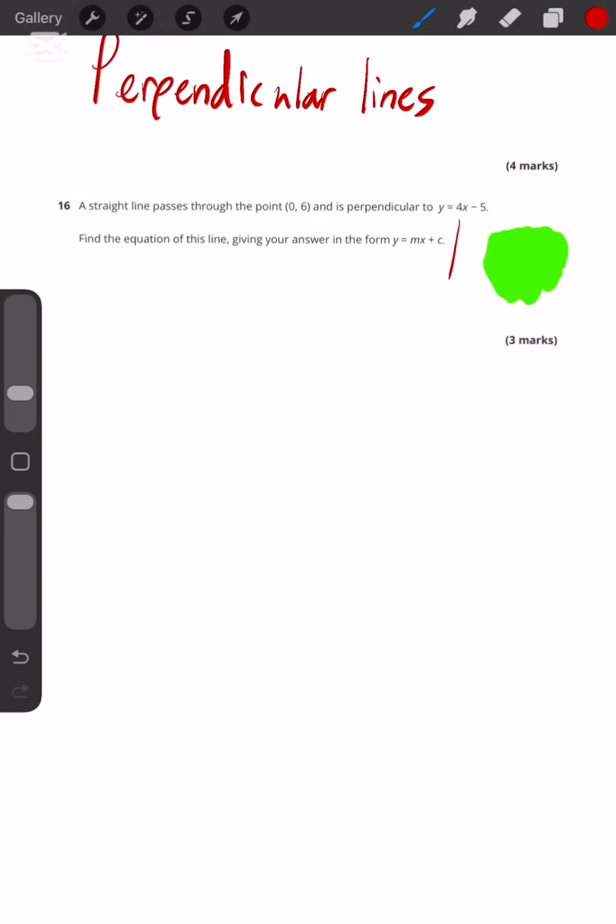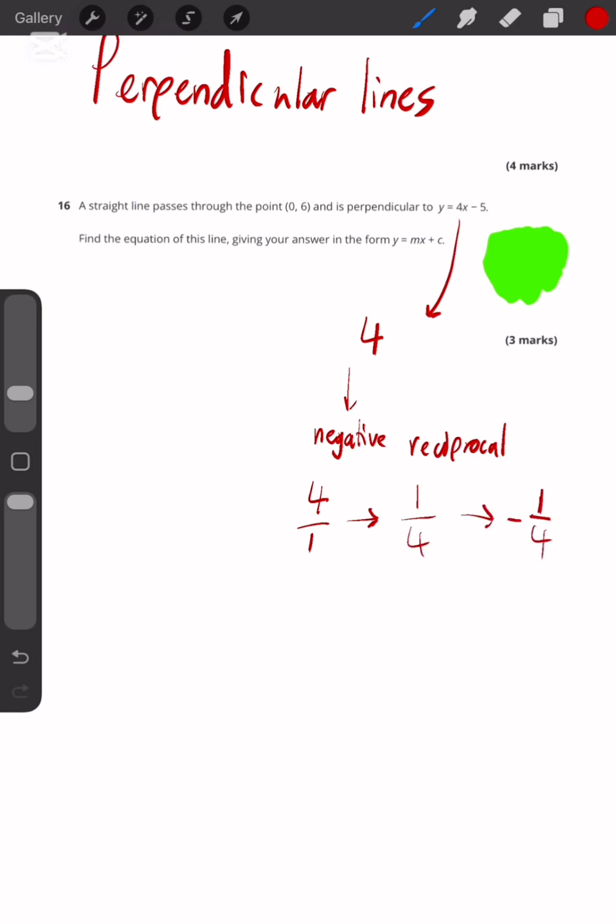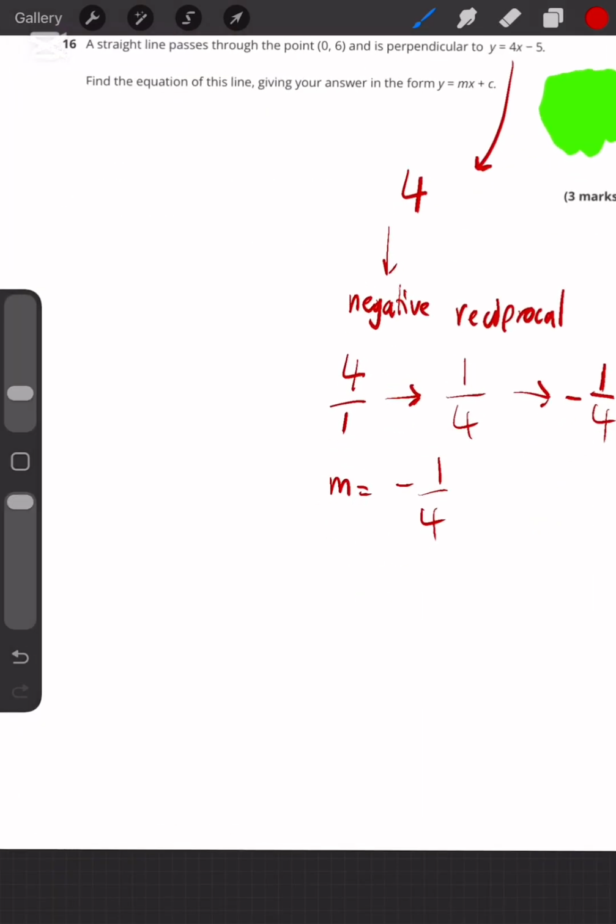Okay, so now we have a very common exam question. First we have to find the gradient by finding the negative reciprocal. So 4 over 1 becomes 1 over 4, which becomes negative 1 over 4. That's our negative reciprocal. So the perpendicular line gradient is negative 1 over 4.